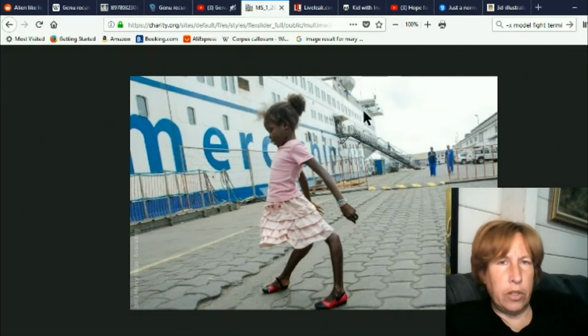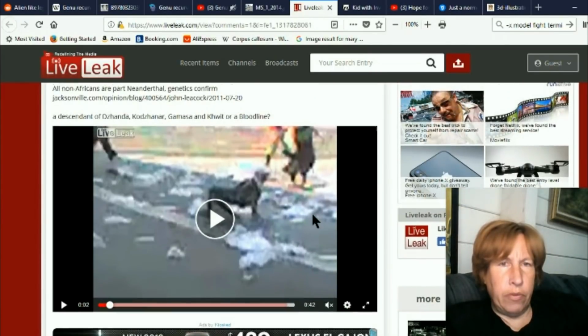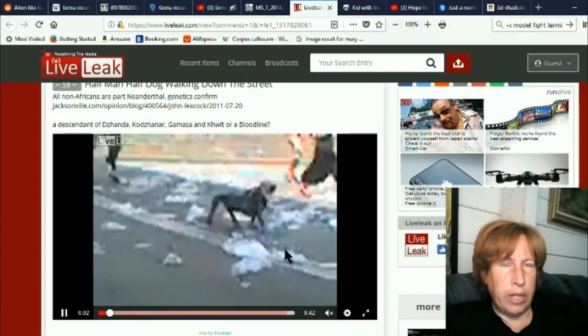So you can see here that she is able to walk fairly well, it looks like. She doesn't look like she's in any pain or anything. Here's a video of somebody walking in that condition.